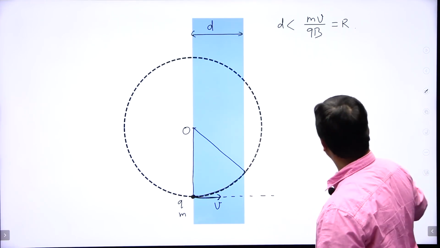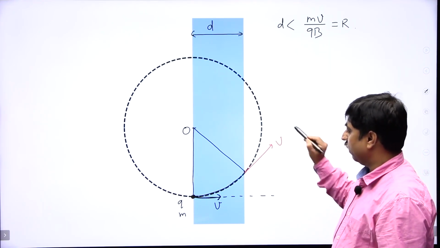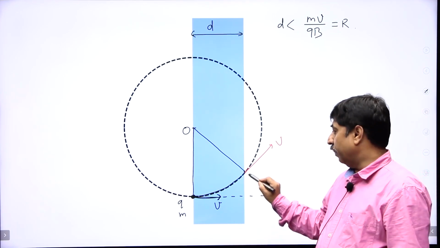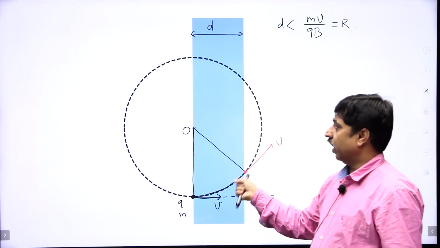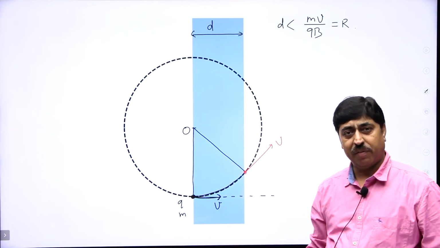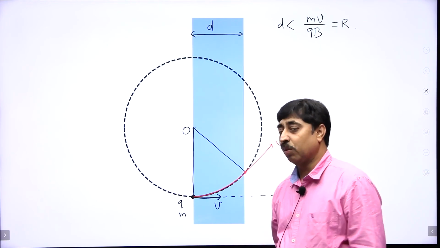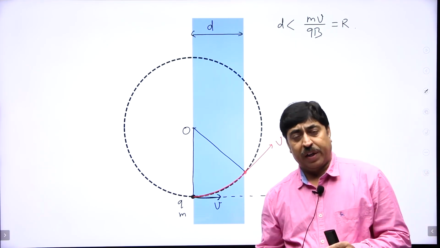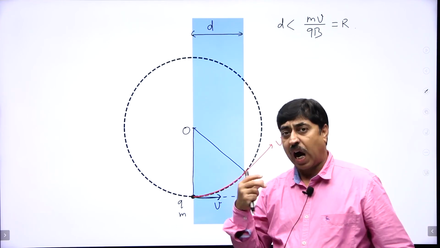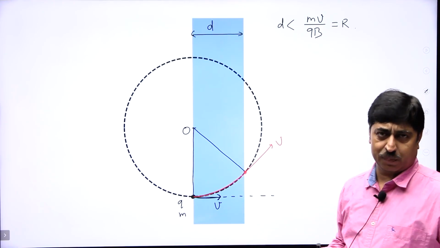Beyond this, it does not experience any magnetic force. When it reaches this point, it has a velocity directed like this, and beyond this there is no magnetic force, so it will just move in a straight line. Again, this dotted circle is just an indicative circle. The particle has moved on this circular path only from this point to this point, no more than that. So the overall effect is that the particle moved over an arc of a circle and it got deviated.